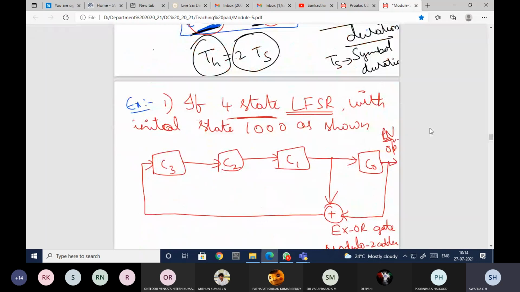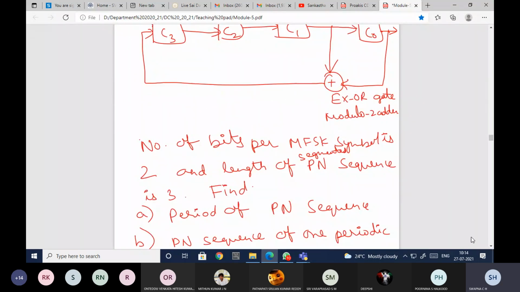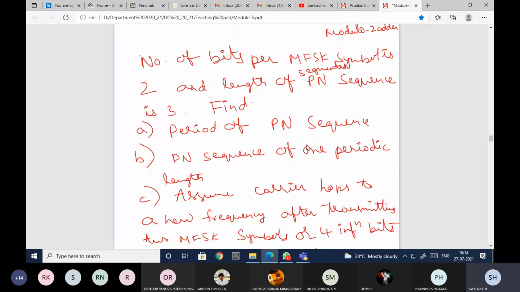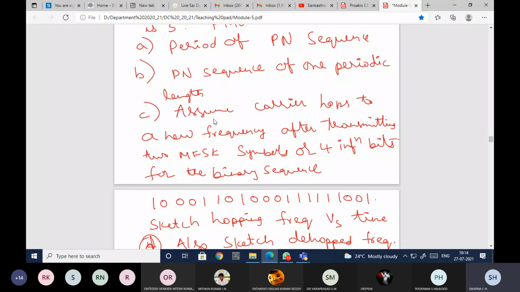First he has given the LFSR. He is asking you to define the PN sequence and find out the period of the PN sequence. Why do we need to find it? Because it is a periodic signal. PN sequence is periodic, so we need to find its period. Then in one period, we need to find what the PN sequence is. Then he is saying that the carrier hops to a new frequency after transmitting 2 MFSK symbols.